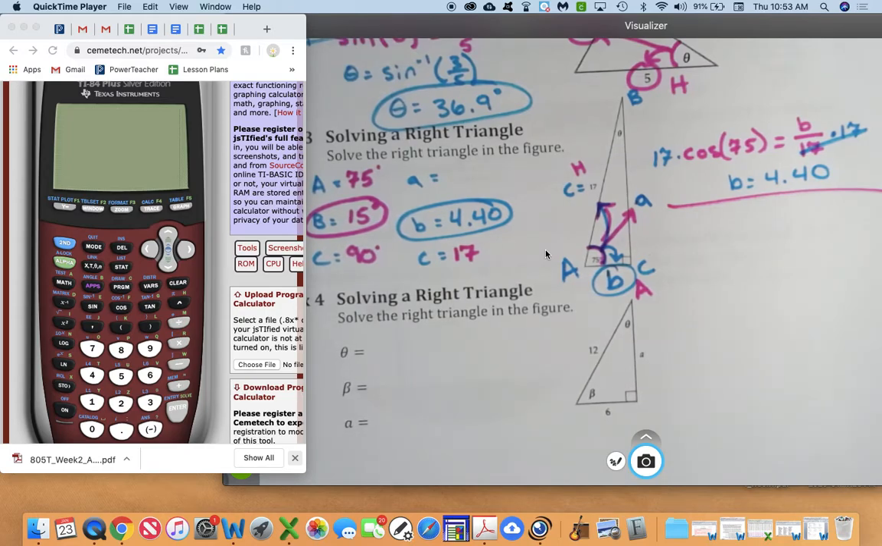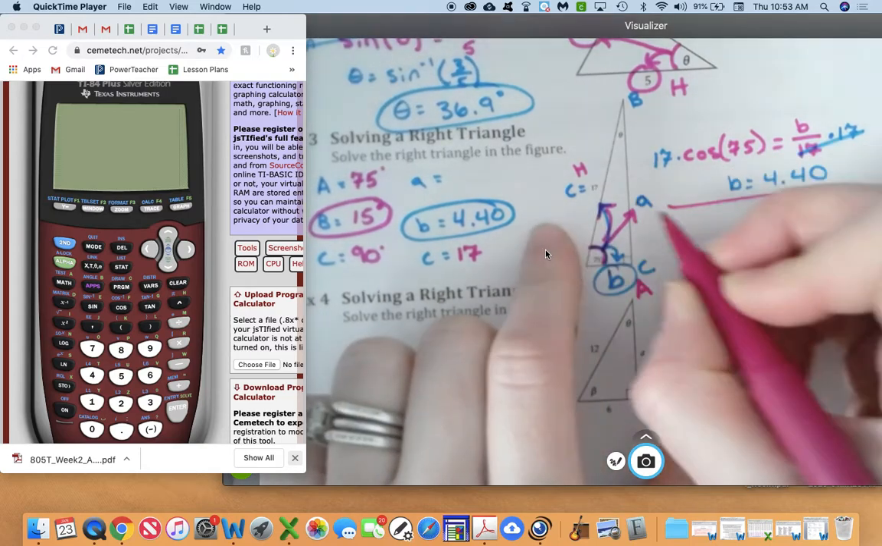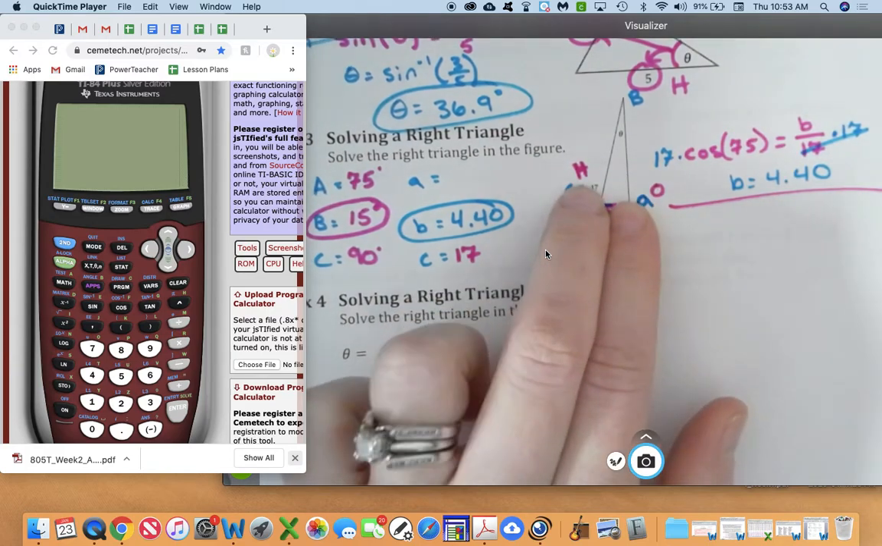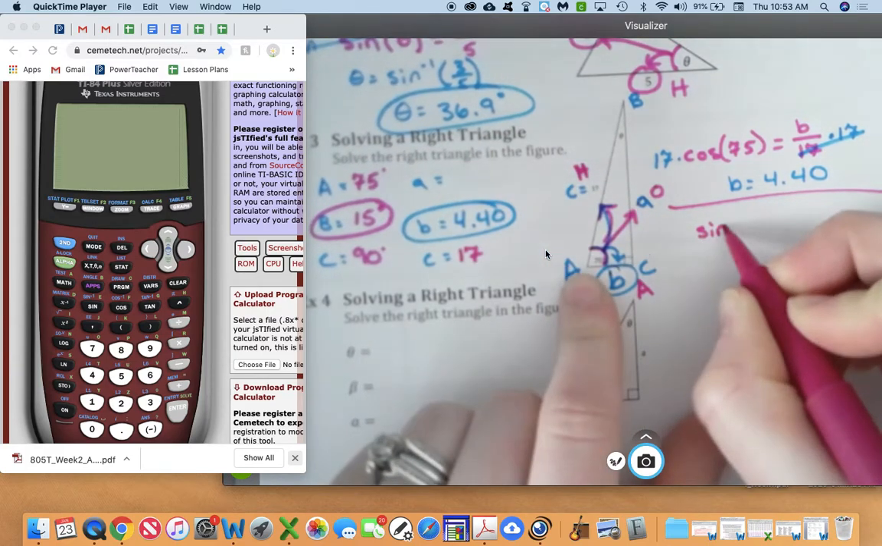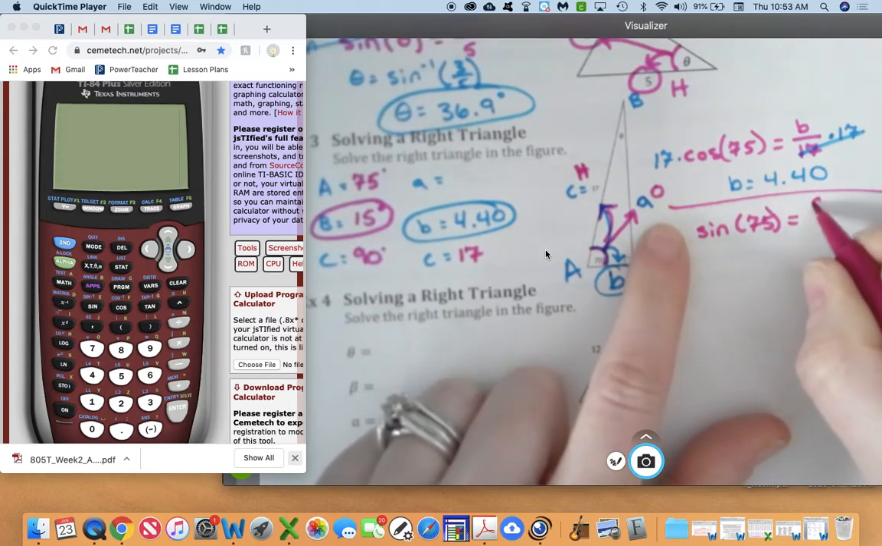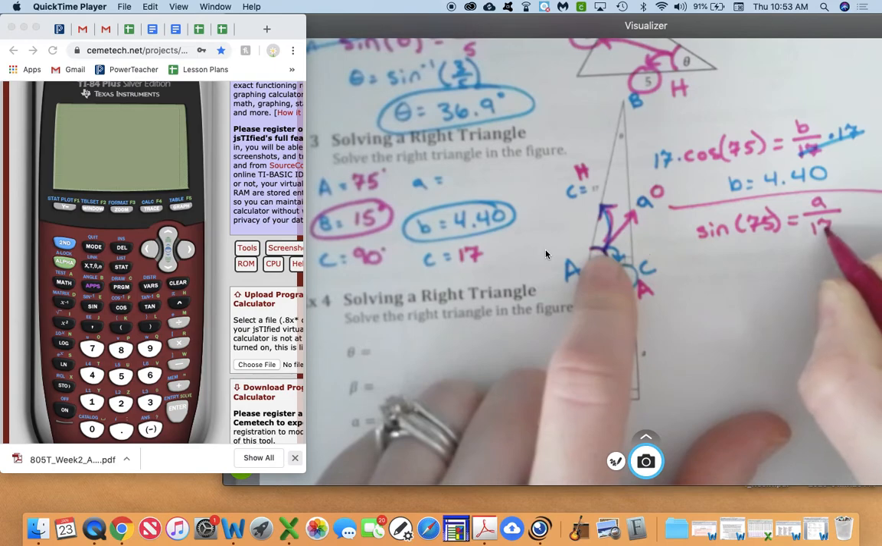Because B is rounded. So you always want to use what they give you to start with, if at all possible, okay? So we could use A and B and do tangent or something, but let's use the C originally that they have, okay? So A is going to be opposite. C is still hypotenuse. Opposite hypotenuse is sine. Sine of 75 equals A over 17. Okay, same steps again.